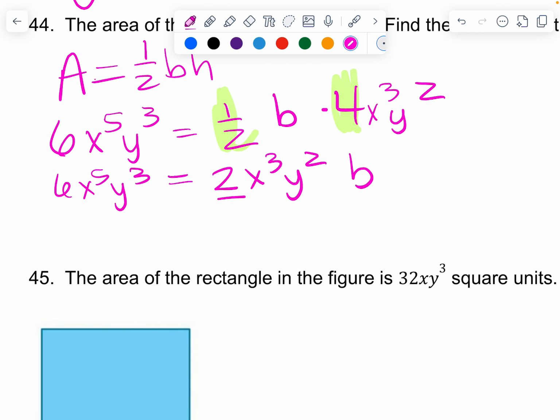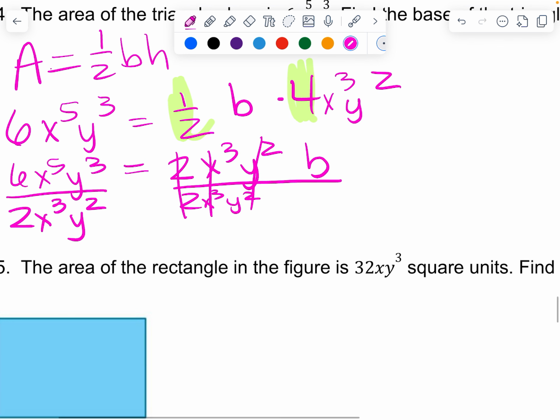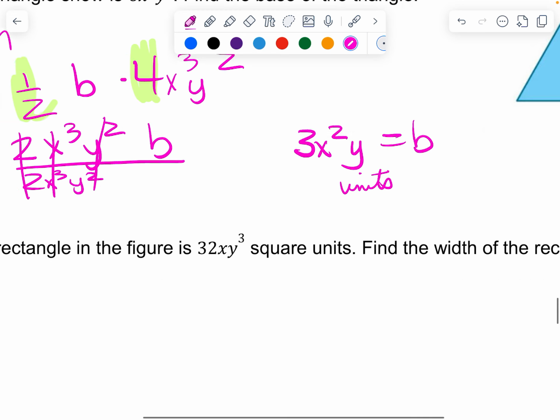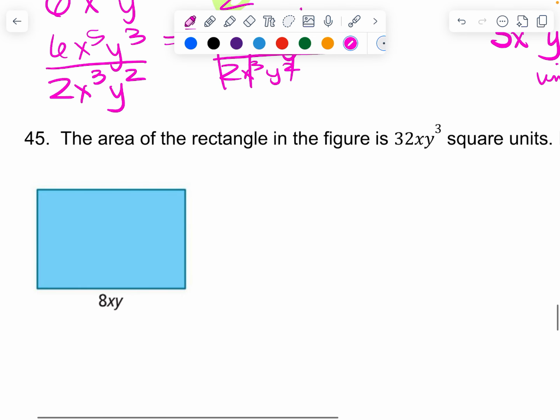All of this is multiplied, so I'm going to divide both sides by this. But this all cancels out. So 2x to the 3rd y squared. 6 divided by 2 is 3. X to the 5th over x to the 3rd gets me x squared. Y to the 3rd over y squared is y. And that is what is equal to b. Units, I guess, is what I should put on there. And maybe it's not working again.